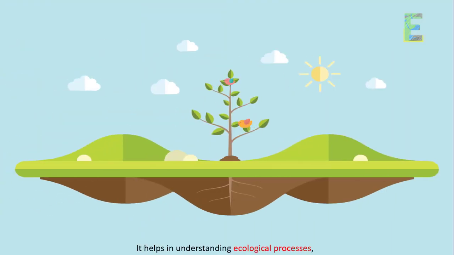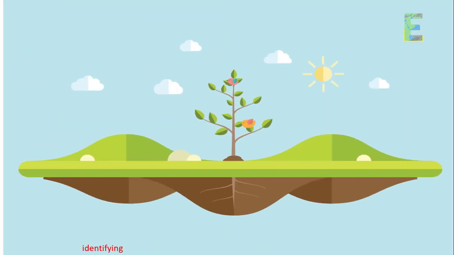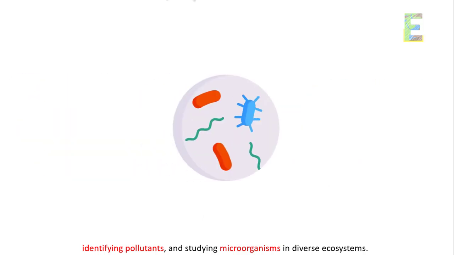Environmental sciences. Environmental scientists use microscopy to analyze soil, water, and air samples. It helps in understanding ecological processes, identifying pollutants, and studying microorganisms in diverse ecosystems.